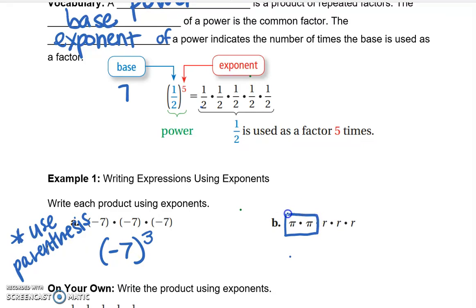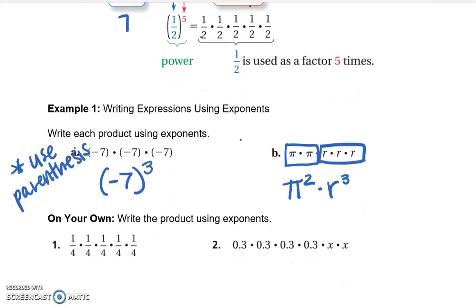So part B, I have 2 things going on. I have pi times pi, so this is pi squared. And I have r times r times r, and r is being repeated 3 times. So B would be pi squared times r to the 3rd power. Notice how I split those up.